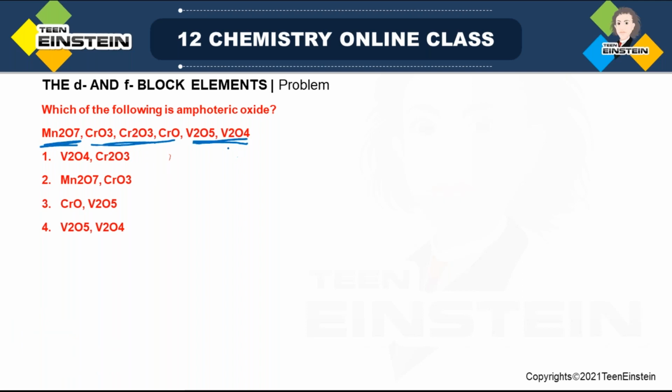Okay, so we have to find which combination you have, option 1, 2, 3, 4, because in each option you have total 2 oxides. So we have to find out that option in which both the oxides will be amphoteric in nature. If in any option one of the oxides is amphoteric and another one is acidic or basic, then that is not the correct option. Both the oxides must be amphoteric, then only it will be the correct option.